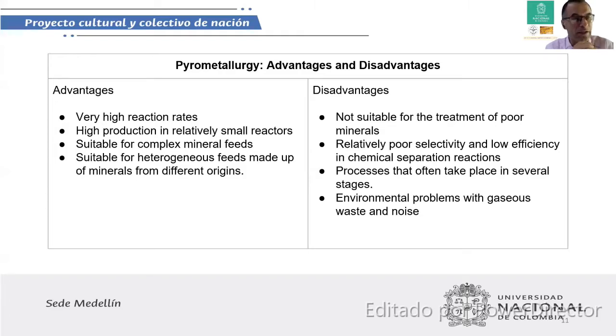In pyrometallurgical processing, it is very common to use different levels, different stages. For instance, copper has at least two or three stages of processing. Like in iron, when you are producing steel, you need at least two different furnaces. And of course, this is expensive. And one of the most important disadvantages of the pyrometallurgical process is the gases. You have to work with the gases. You have to eliminate the contamination of the gases. And sometimes it's expensive and not easy.